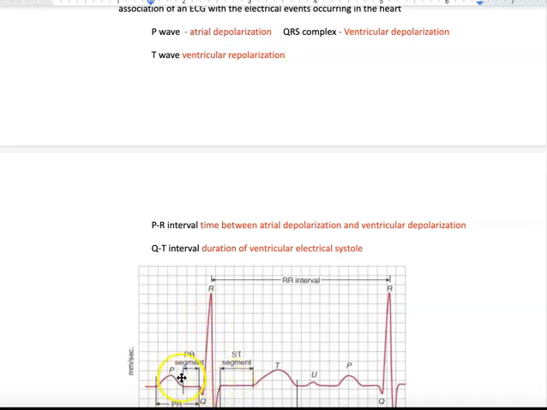Okay? And then, remember, these have to repolarize, just like neurons did. So the T wave represents ventricular repolarization. We have the movement of the ions back to the resting potential. Okay? Back to the resting potential. So, atrial depolarization, ventricular depolarization, ventricular repolarization.